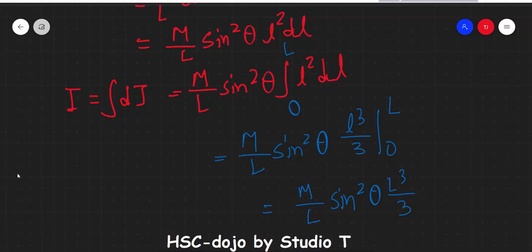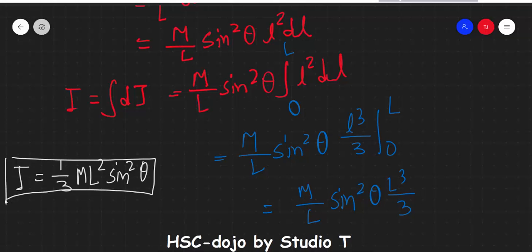That means for the answer we are getting, one L will cancel out: one third m capital L square sine square theta. Thank you.